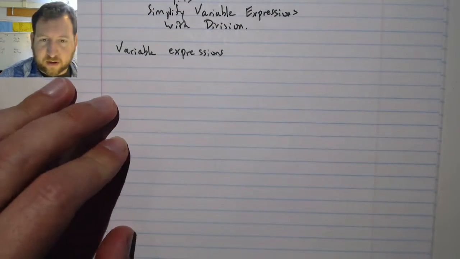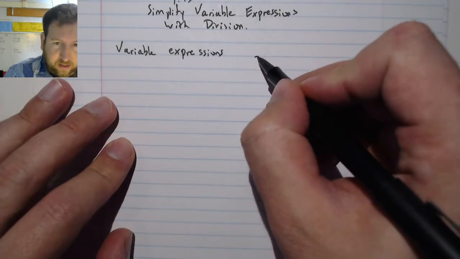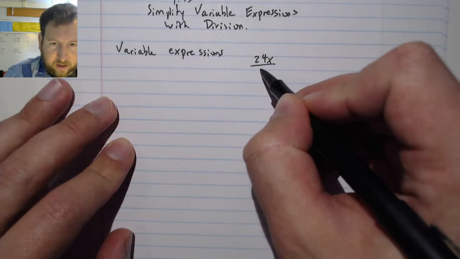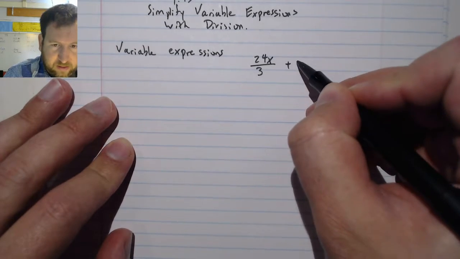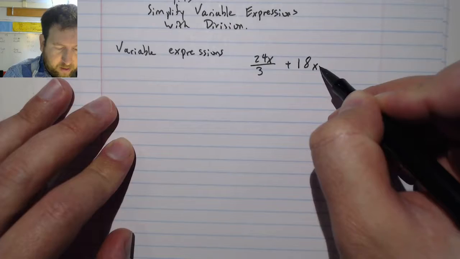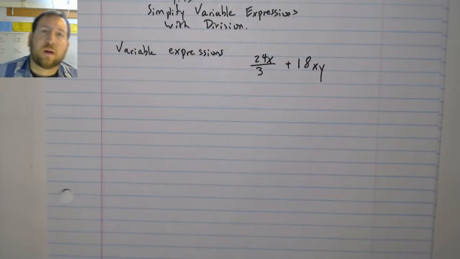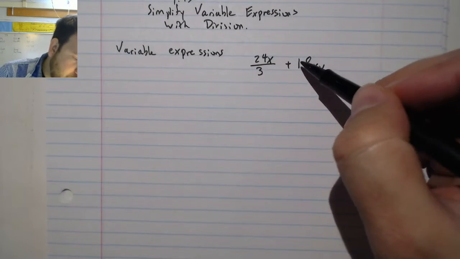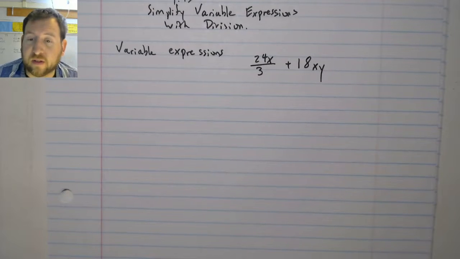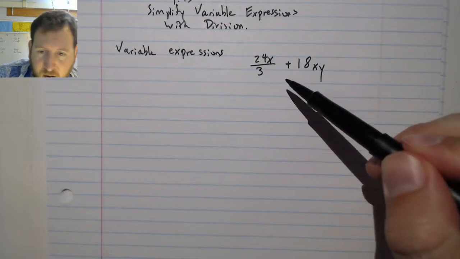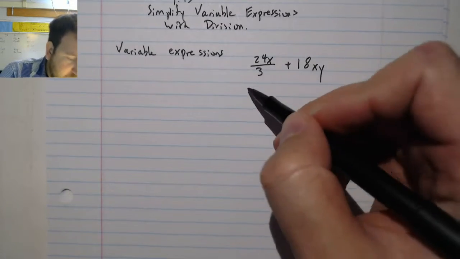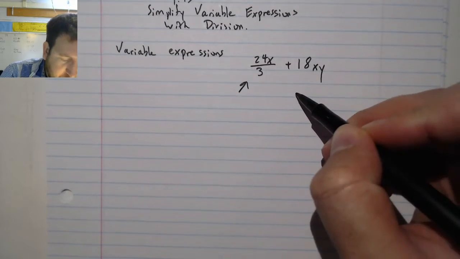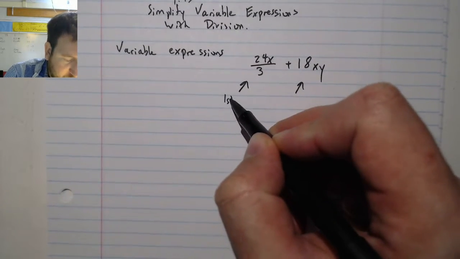And a variable expression, for example, could look like this: 24x divided by 3 plus 18xy. Now, this is an example of a simplified one. It might seem a little bit weird for us, but we have one term here and one term here. So our first term and our second term.